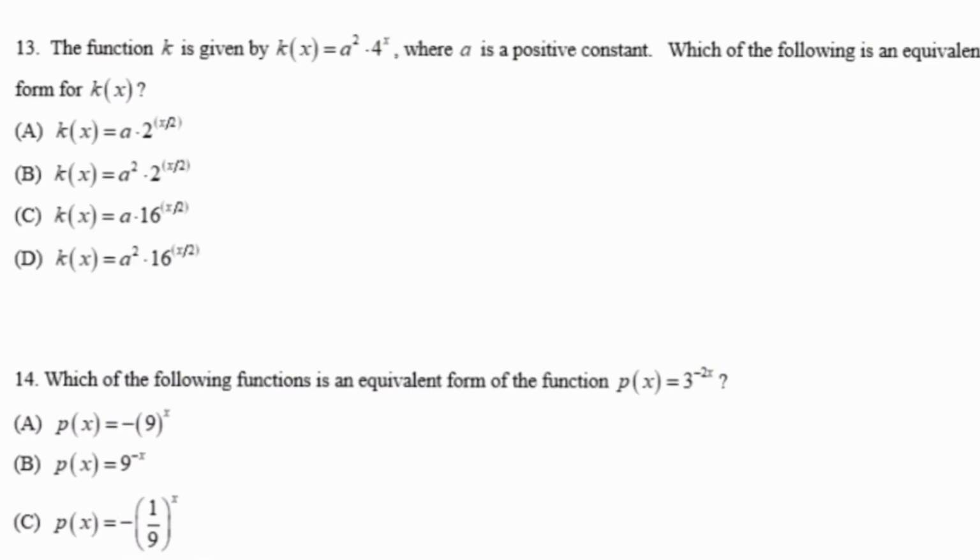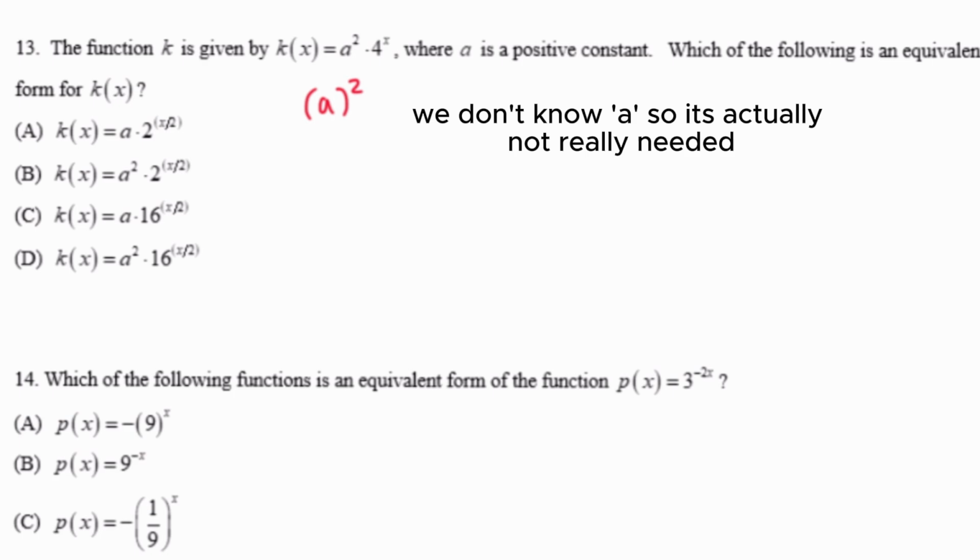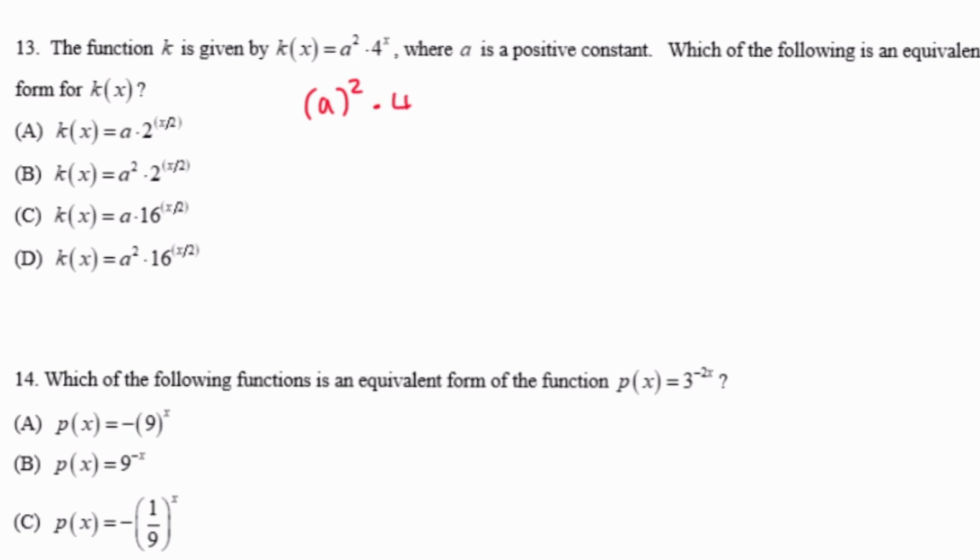Now we have 13 here, so this seems a little harder, but we can still do that. Because this has an exponent, we can move a into parentheses and then just move 4 into parentheses too. And let's see here, looking at our answer choices, if we look at the first two, a and b, it has 2 here.